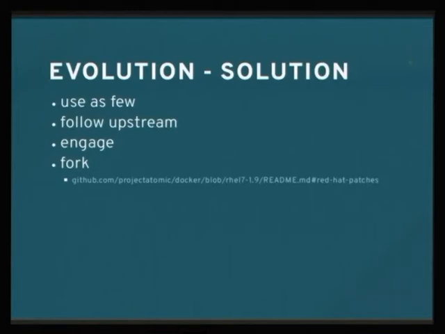Okay, what can you do about it? You can use as few features as you possibly can, but I don't know if that's a good solution. I strongly suggest you follow upstream, check their mailing lists, see what they are working on, and start preparing your infrastructure for the next new Docker release. Or you can fork Docker, actually. This is what we are somewhat doing. We have upstream Docker, and we have a set of patches on top of it, and they are all described in our Git repo, so you can read why we have these patches, why Docker didn't accept them, and it's all written there.